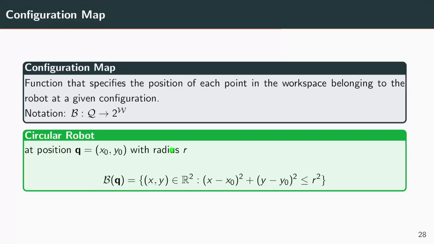This equation should look familiar. It's all the 2-dimensional points x and y such that this condition over here is fulfilled, and that condition with the equal sign would be just the equation of the circle itself, and then it's smaller or equal to also include the points that are inside the circle.